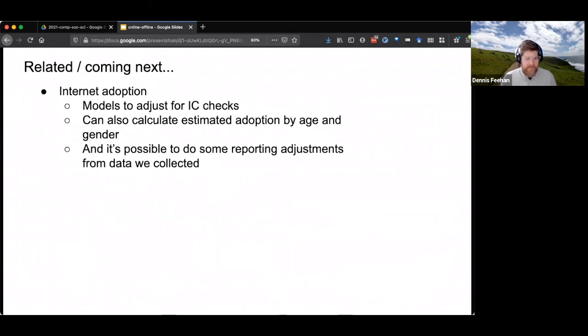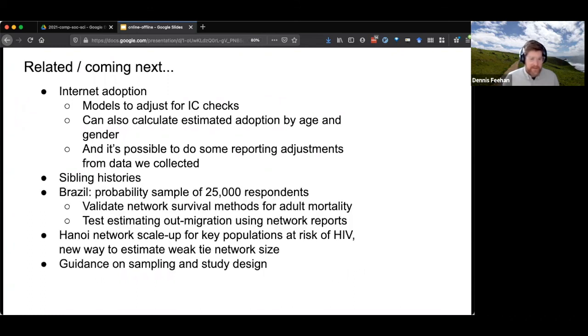Okay, and then I've thought a fair amount about these network reporting methods, and so I have a few other projects that might be interesting to folks. I'd be happy to talk about this in the questions. But in addition to using an online sample to learn about more than just people who are online, you can also use this approach to estimate death rates and migration rates in different settings. You can use it to try and understand the size of these groups that are epidemiologically important, et cetera.